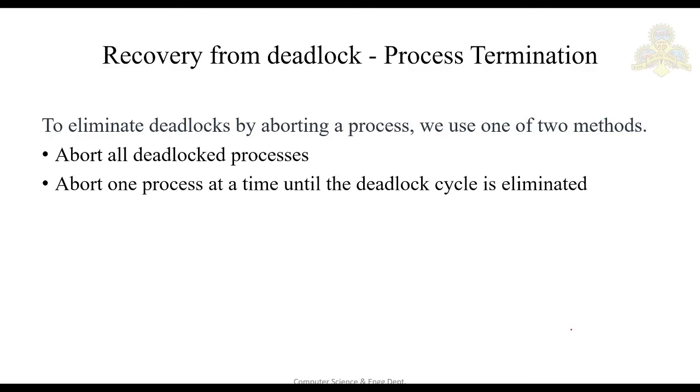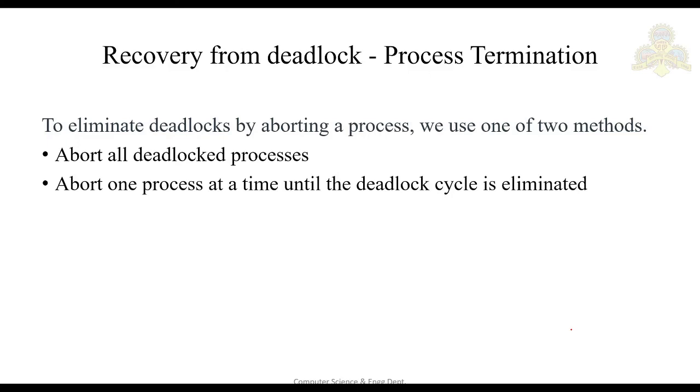If the partial termination method is used, then we must determine which deadlocked process or processes should be terminated. This determination is again a policy decision, similar to CPU scheduling decisions. So we have many factors to consider while choosing a process that has to be terminated.